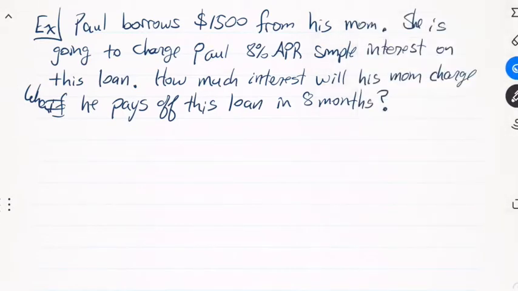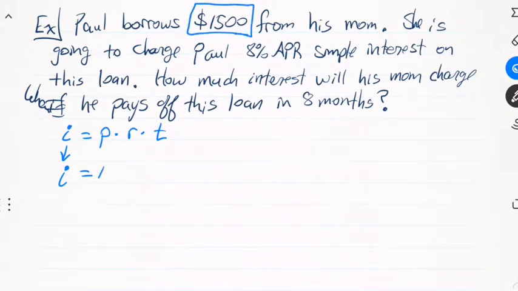Whenever you do one of these problems, it is best to write the formula down and plug in what you know and leave alone what you don't. So do I know how much money that Paul's mother is going to charge him? And the answer is no, so this I stays as an I. Do I know the principal of this loan? And the answer is yes, it's right here. He is borrowing $1,500 from his mother. So $1,500 will go here.